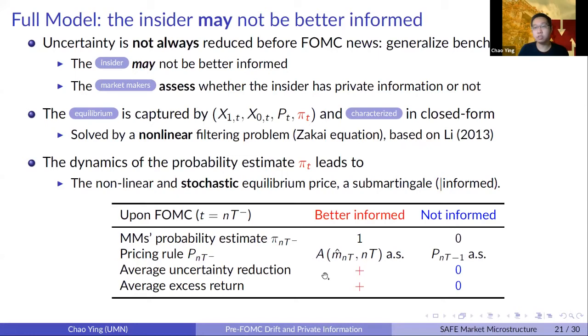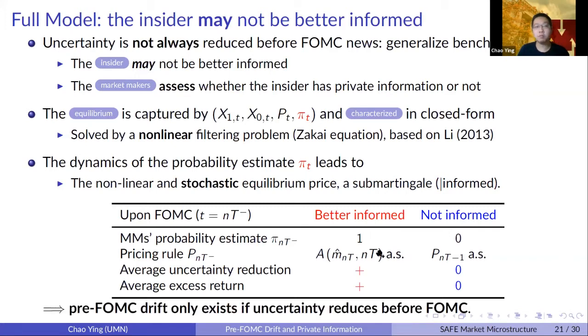When the insider is not better informed, the market makers will also figure that out just before announcement, so the probability estimation upon announcement is 0. The asset value and the equilibrium price will converge to the initial asset price almost surely, because the insider has no information other than what the market makers know at the beginning. So there is no uncertainty reduction on average, and the excess return upon announcement is 0 when the insider is not better informed. This implies that the pre-FOMC announcement drift only exists if the uncertainty reduces before the FOMC announcement. This is consistent with the empirical facts that I showed you at the beginning.